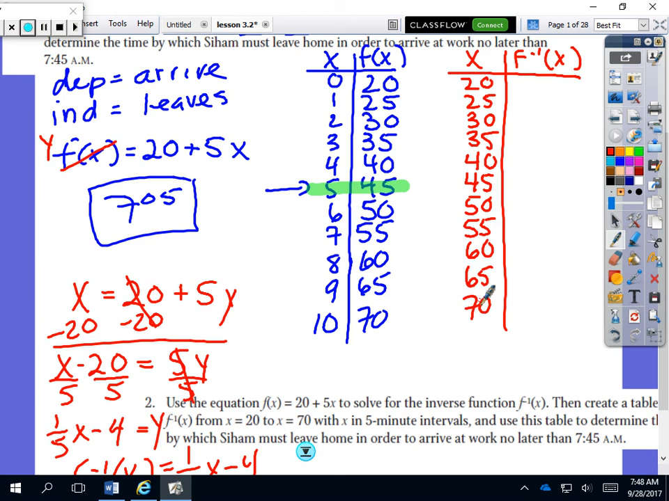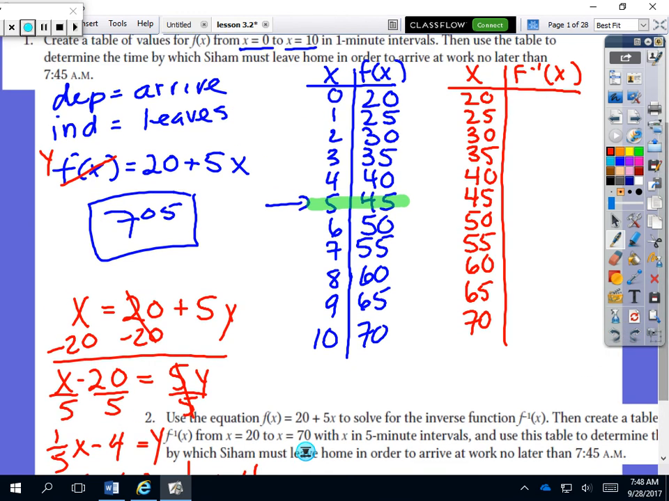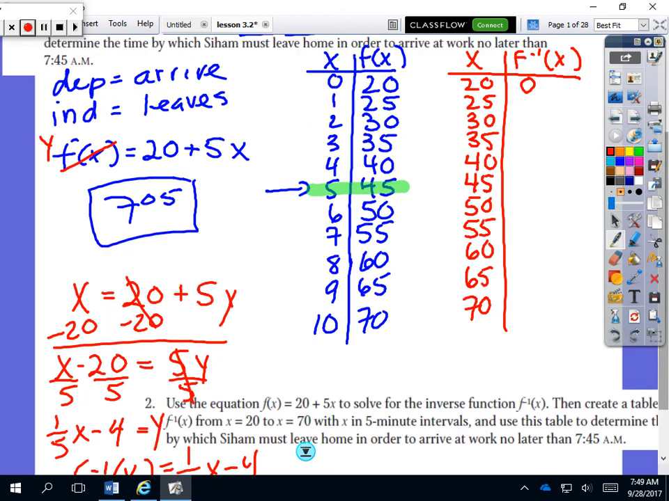If I input 20 into my inverse function, if x is 20, 1/5 of 20 is 4. So 4 minus 4 is 0. This ends up equaling 0. Now let's do 25. 1/5 of 25 is 5. 5 minus 4 is 1. So we're going to be going up by 1 here. Every time we increase our x by 5, our inverse increases by 1.